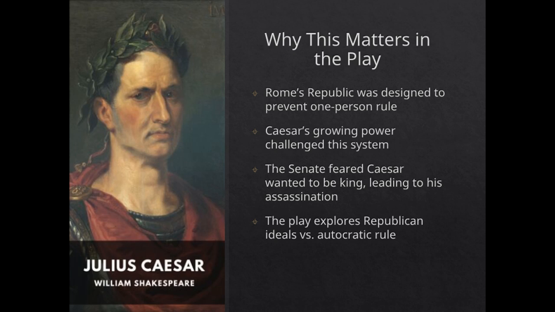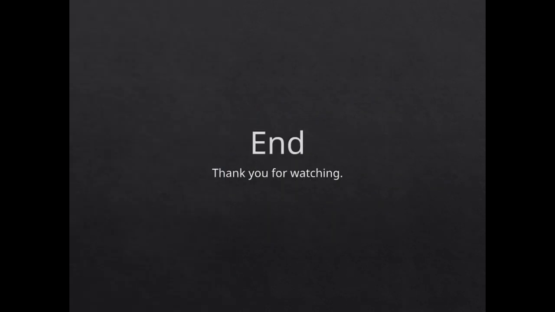Understanding Rome's political structure helps us see why the conspirators believed they were saving the Republic, even though their actions led to greater chaos.